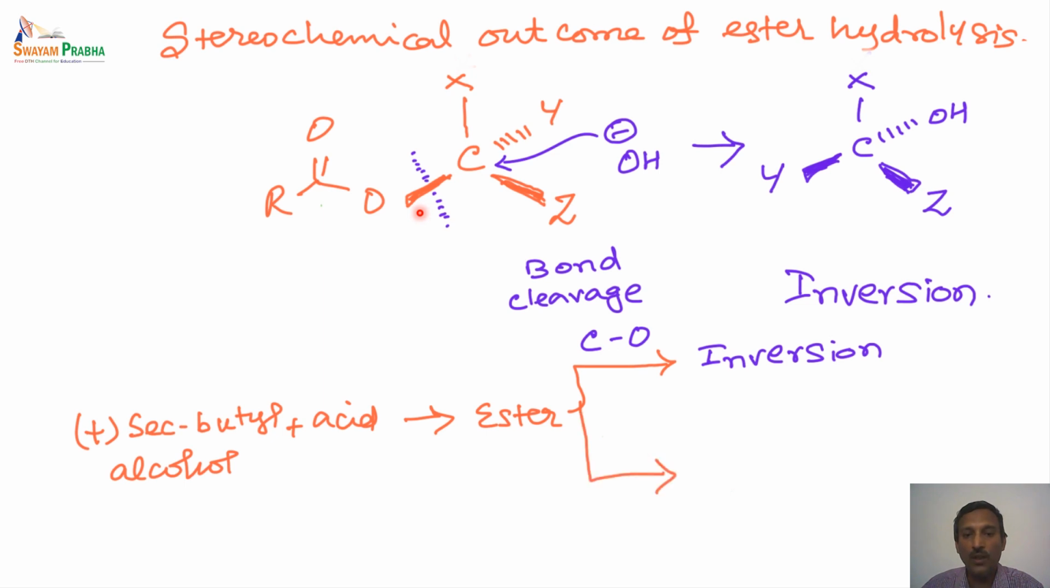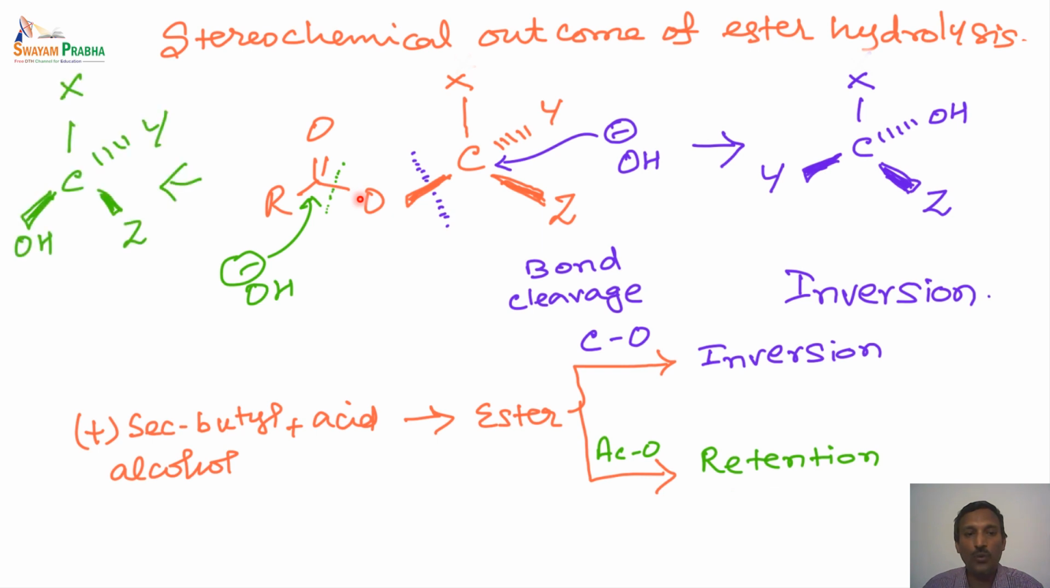So what is the other one? We can also have the acyl oxygen bond cleaved. That will lead to another product which is going to have retention of configuration. So if the bond between this carbonyl carbon and this oxygen is cleaved, the nucleophile will come and attack from this side. That leads to retention of configuration because the oxygen is cleaved from this side only.